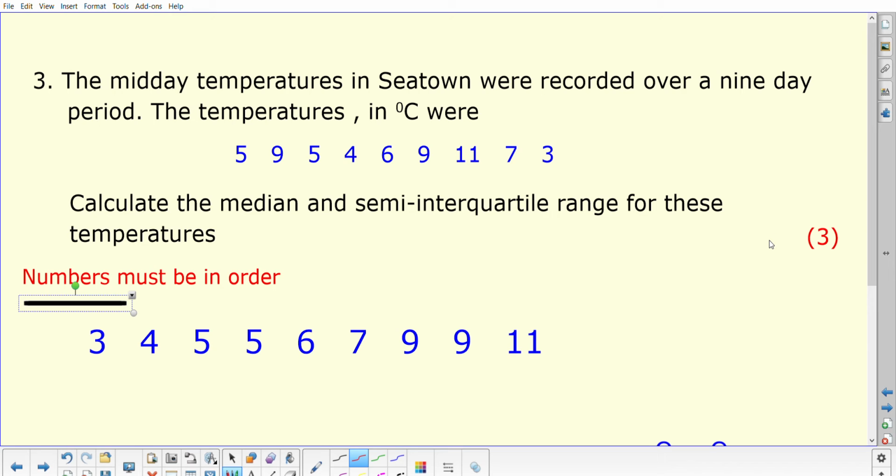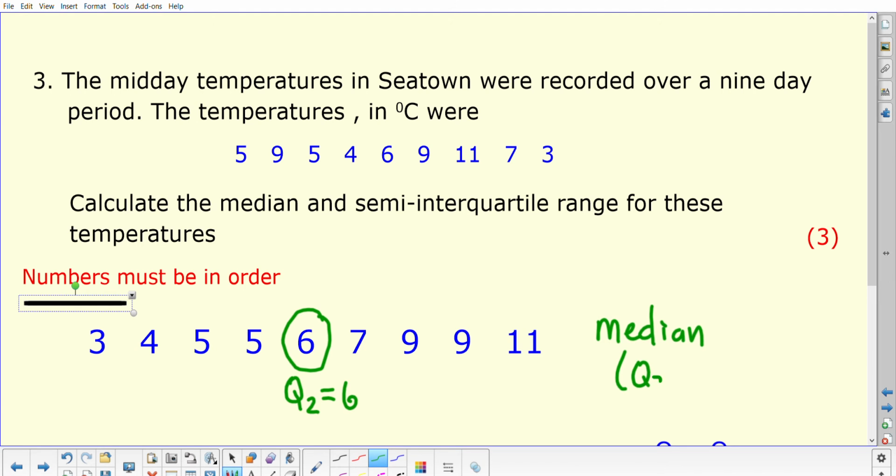So how do we work out the median and how do we get the semi-interquartile range? So the median, of course, is the middle. So here you will see we've got 2, 4, 6, 8, 9 numbers. So 9 numbers means that we do in fact have a middle number. That middle number is our median. So our Q2 is 6. So your median, which is the Q2 number, is equal to 6.